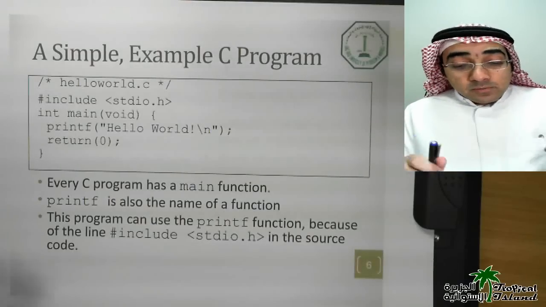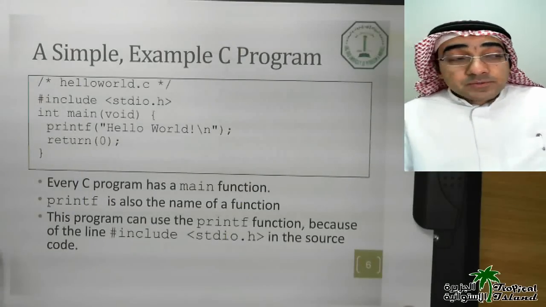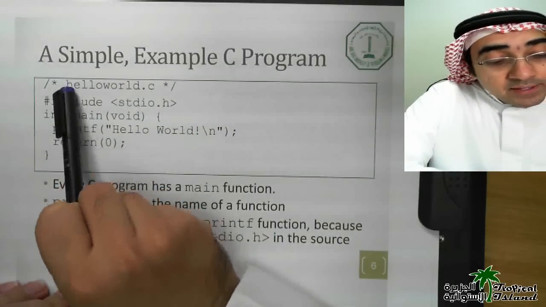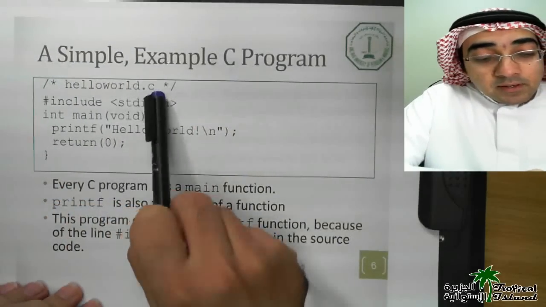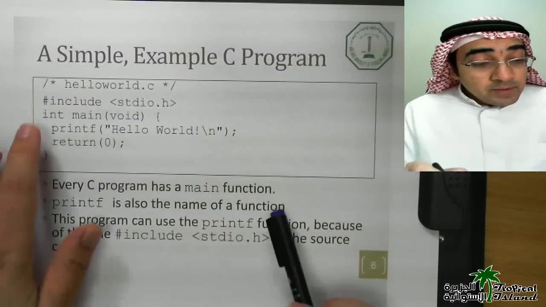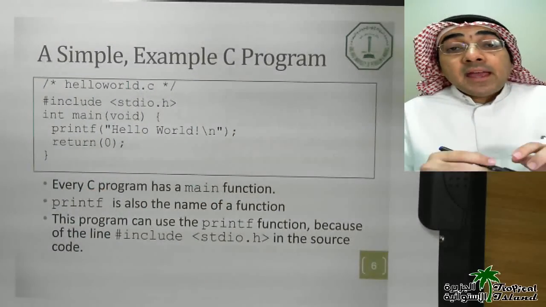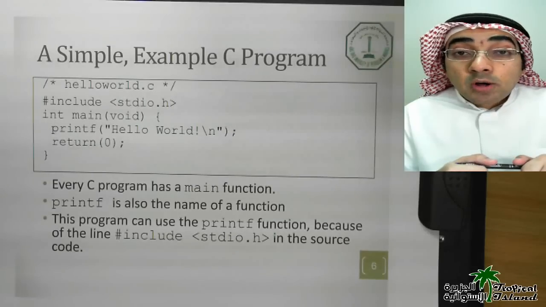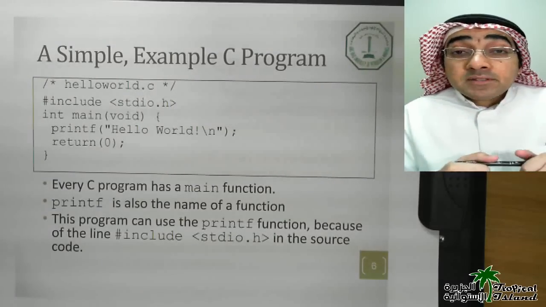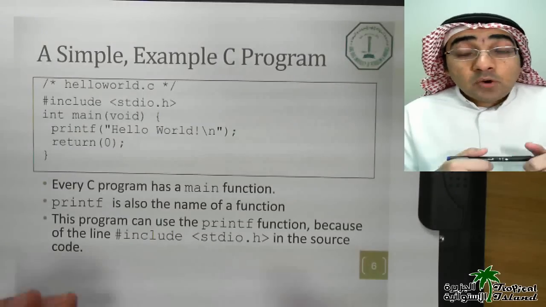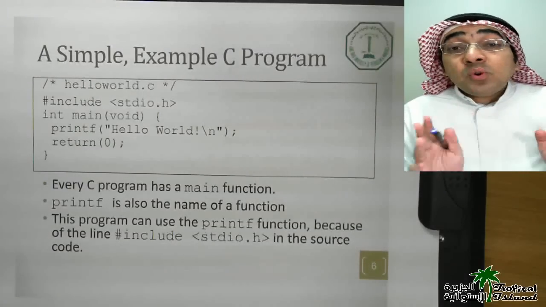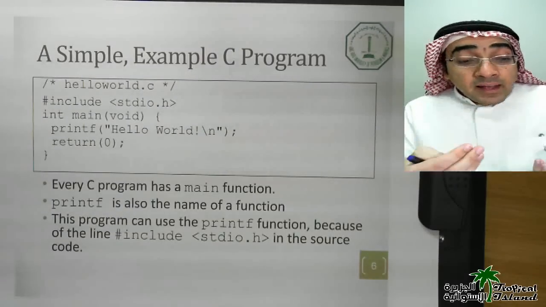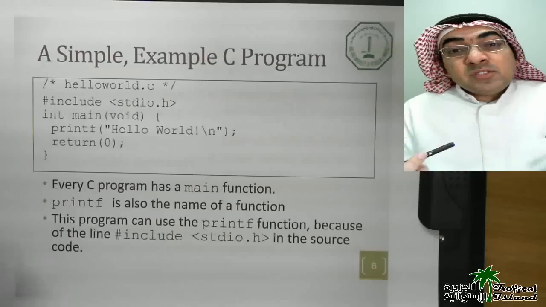Okay, so let's start and look at the code in detail. First of all, we have this line: slash star hello world.c star slash. Now, the slash star is a special command for the compiler, telling it that this is the start of a comment. What is a comment? A comment is something that we tell the compiler to skip or ignore. It is something that we write in English for ourselves, and we don't want the compiler to compile it because it's not part of the source code.